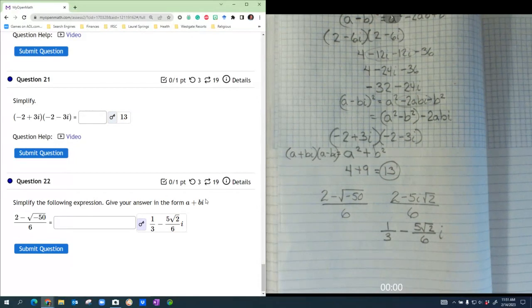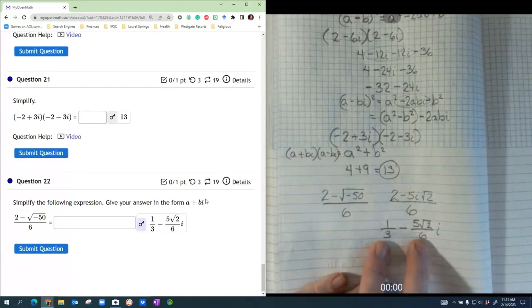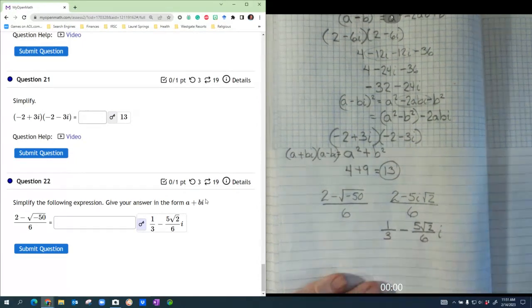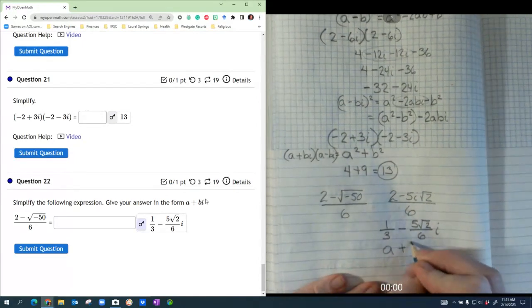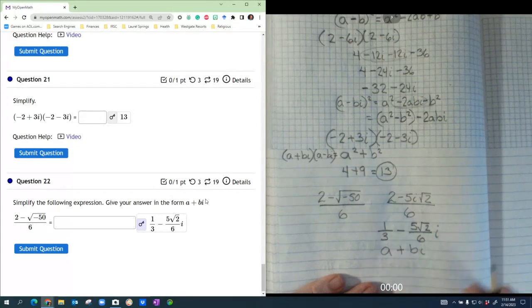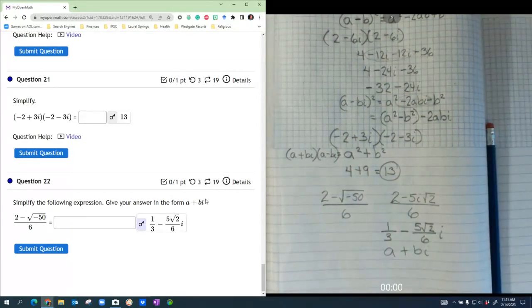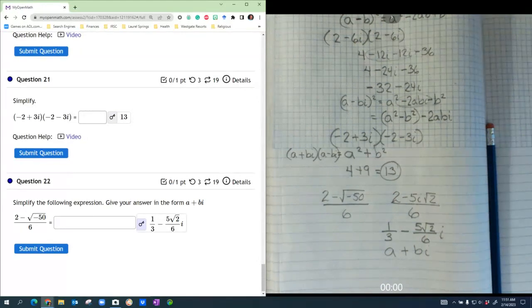Okay? So we're splitting it up into 2 parts, and that's why we're doing it, so we can get it in the form of a plus bi, even though b might be a negative value. All right? So that concludes this lecture on complex number systems.